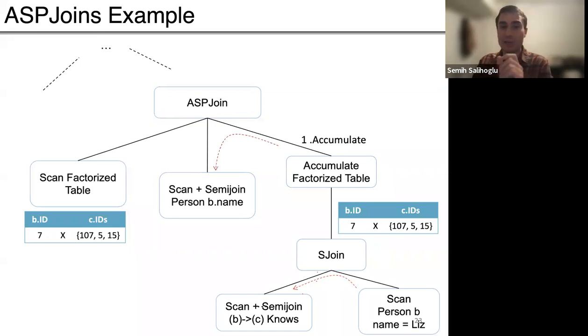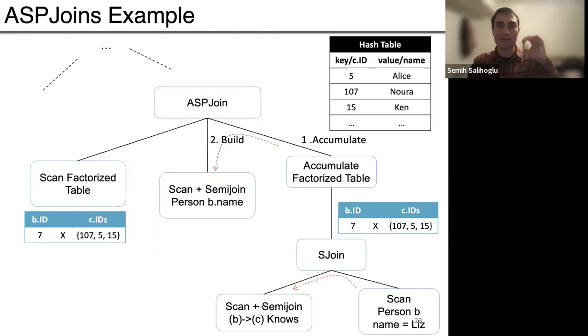Now at this point, we know exactly which C.names are needed to join with this C.IDs, right? Sorry, this should have been C.name in the middle operator. So we only need to read 107, 5, and 15's names. So we can pass a semi-join to now the build side. And we will construct a hash table of 5, 107, and 15's names. And then what we had accumulated from the probe side and put into a temporary buffer is rescanned. So there's some kind of an overhead, but everything is sequential to achieve our factorization structure.